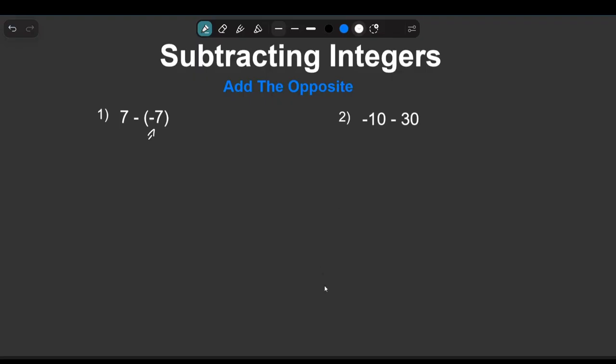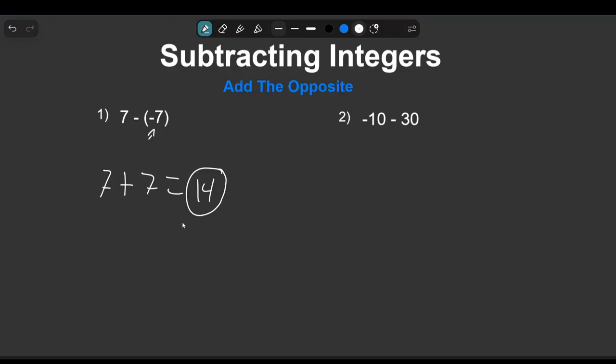So I'm going to show you guys how to do this. So we get 7 plus the opposite of negative 7 is positive 7. This will equal our final answer of 14.